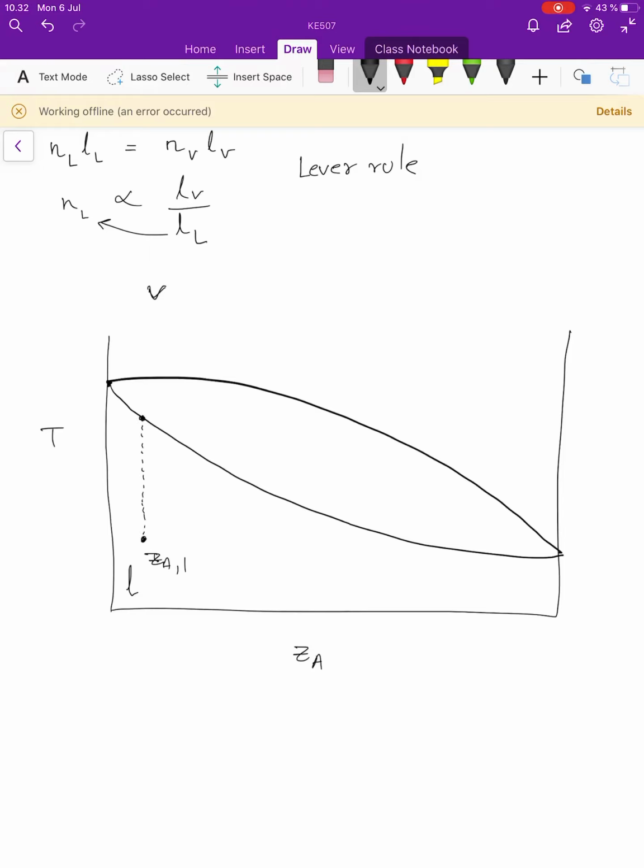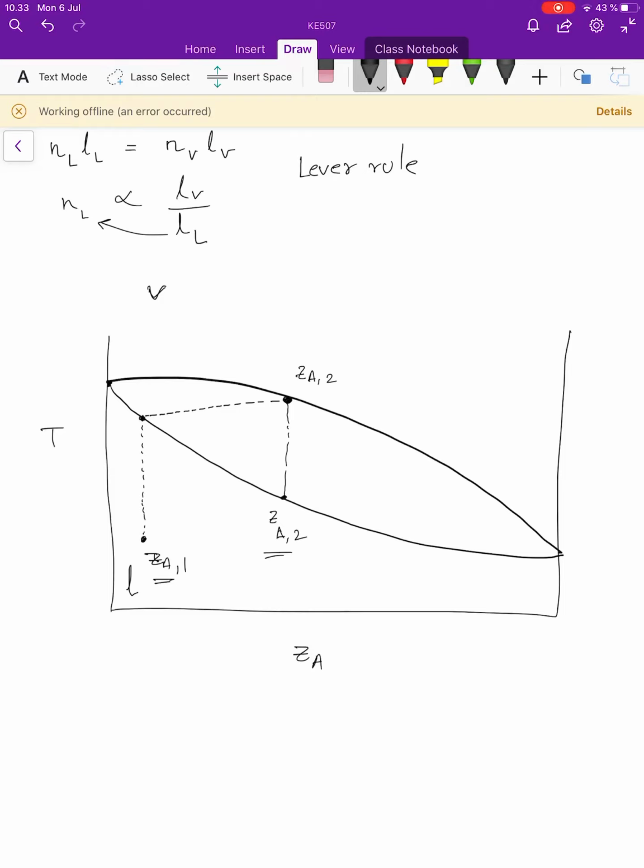At this point, we reach the boiling point of the liquid at this composition, ZA1, and then the first vapor starts to appear as the temperature is kept constant. If you were to take off this vapor and then condense it, then you would form a liquid of a different composition, let's say ZA2. Now this liquid has a higher percentage, or a higher mole fraction, of A than what we started off with.